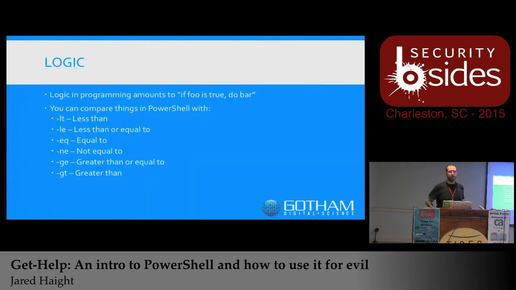So for loops are great, but they're dumb. And we can do smarter things with programming. That's why we have programming. When we talk about logic in scripting or programming, it really amounts to if something is true, do X. The way we figure out if something is true is we compare it to whatever we want to compare it to. With PowerShell, you compare things with dash and then two-letter acronyms. It's a little bit different than maybe Python or Ruby, where you're used to bang equals and stuff like that.